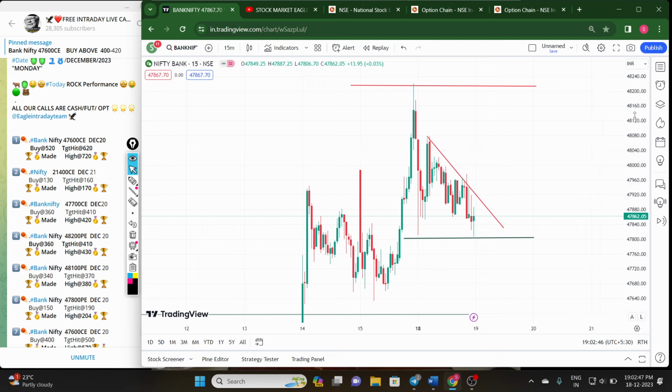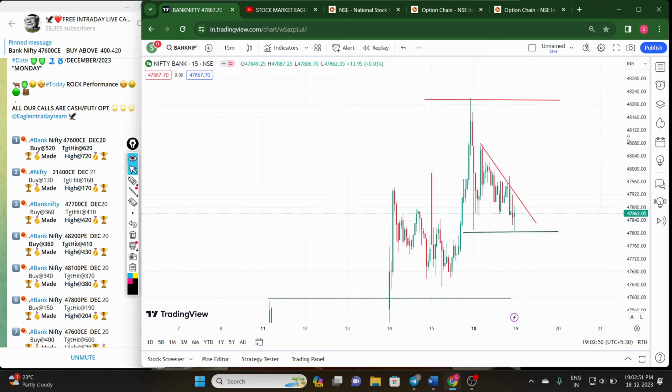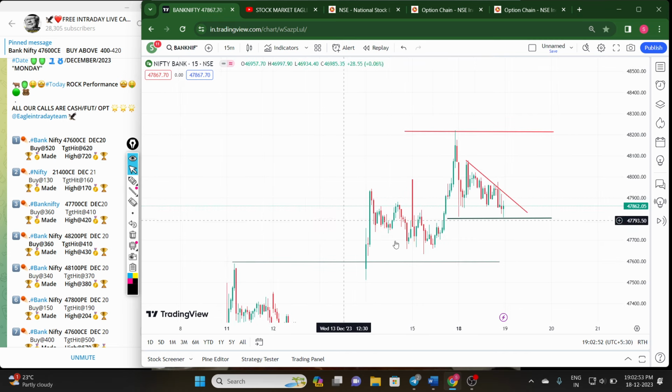So overall the market is in a complete downtrend, and opportunities are available. Fresh investment should be avoided. Don't take any fresh investment in the market. A market correction is possible in the last week of December.